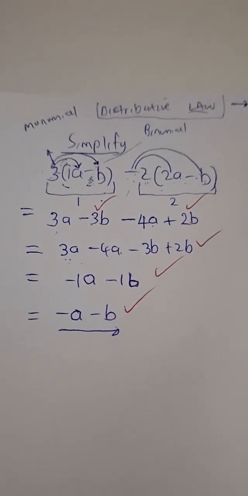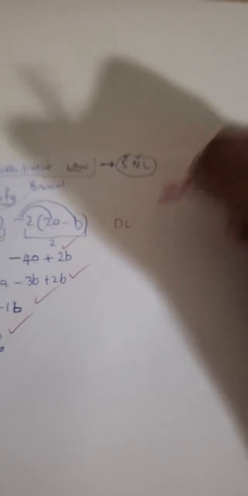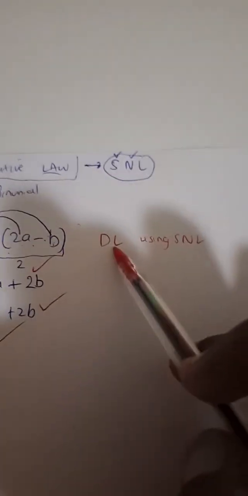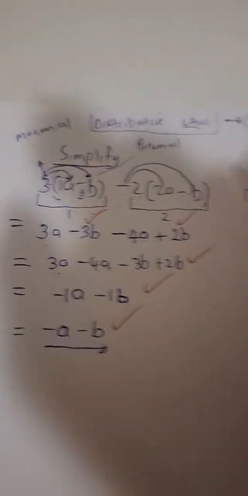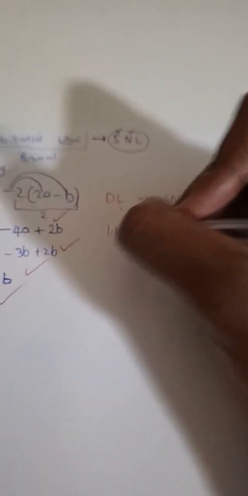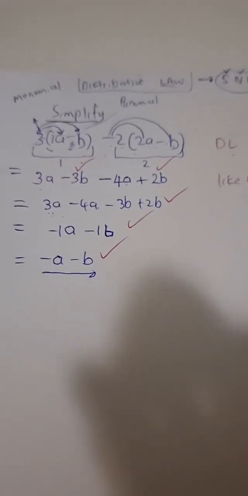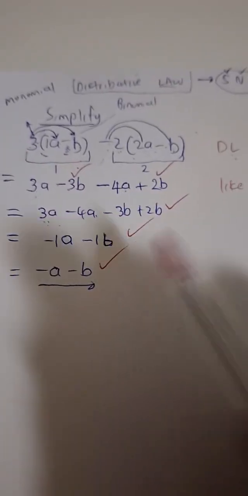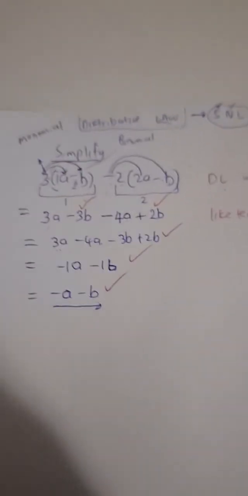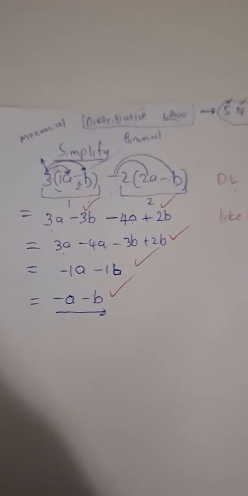Right. Okay, are we good? So we need to use the DL using SNL. DL means distributive law, using sign, number, letter. Then like terms, we collect and group like terms. Very important to group the like terms. And then after that we simplify and get the answer. Making sense?